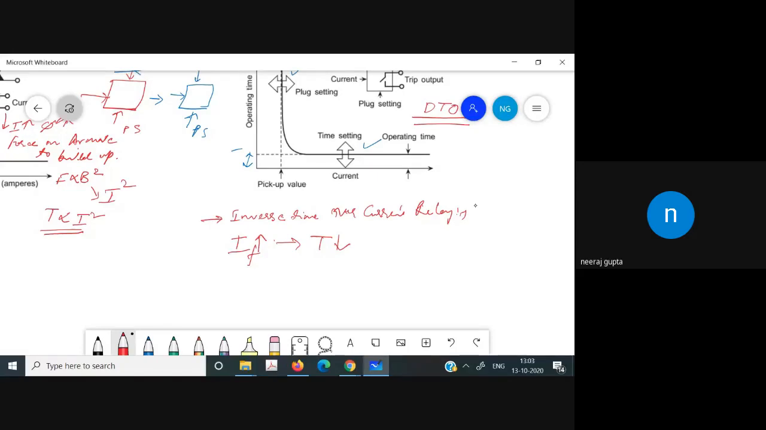That's how the name inverse time overcurrent relay came about, since there is an inverse relationship between the fault current and the time. Greater the fault current, lesser the time. So it fits applications where the more severe the fault, the less time required for clearing it. However, this type of characteristic is found mainly in the electromechanical type of relays.